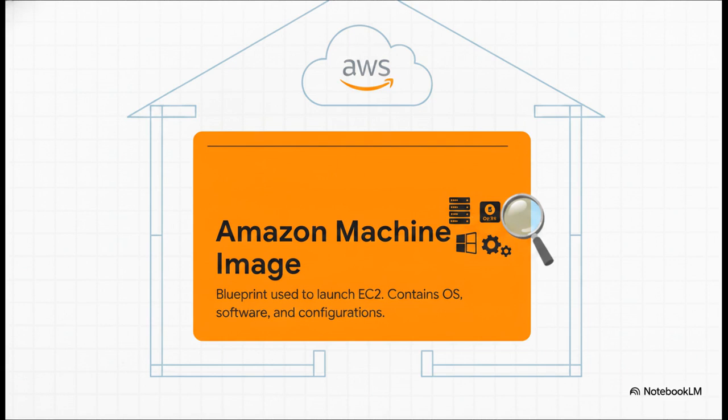Well, that brings us to the Amazon Machine Image, or AMI. I want you to think of an AMI as the exact DNA blueprint for your server. You don't just ask AWS for a generic computer. No, you ask for a computer built from a very specific AMI. That blueprint contains your operating system, whether that's Amazon Linux, Ubuntu, or Windows Server, along with any pre-installed software and configurations you might need. So, the crucial takeaway here is EC2 is the house and the AMI is the architectural blueprint used to build it.